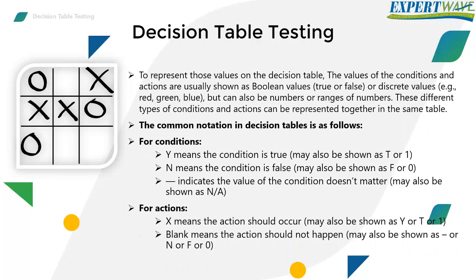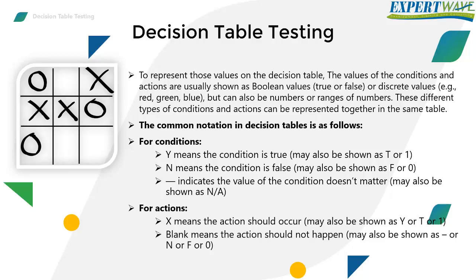To represent those values on the decision table, the values of the conditions and actions are usually shown as Boolean values, true or false, or discrete values, red, green, blue, or as a range of numbers like in our example, less than 18 and between 18 and 65 and greater than 65. These different types of conditions and actions can be represented together in the same table.